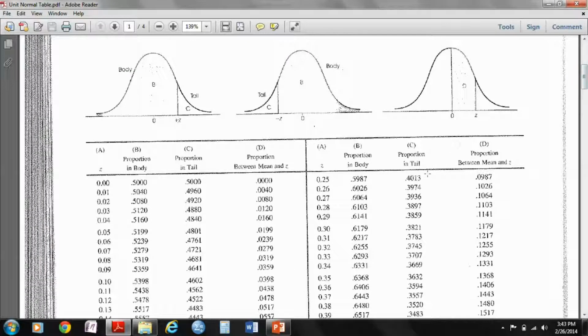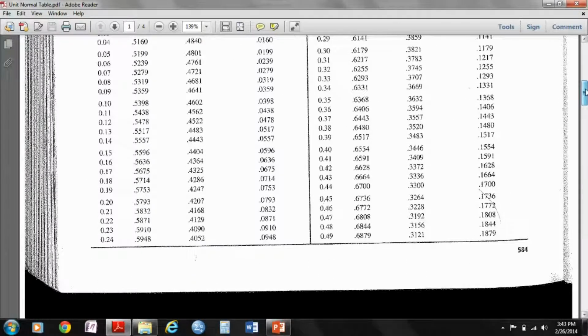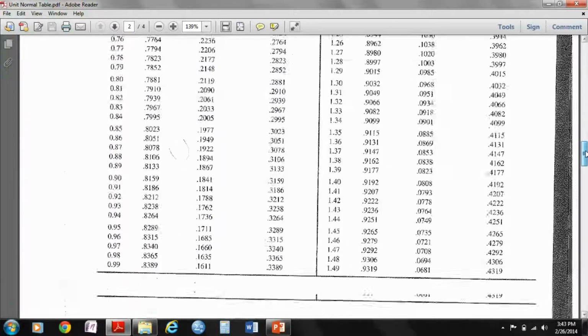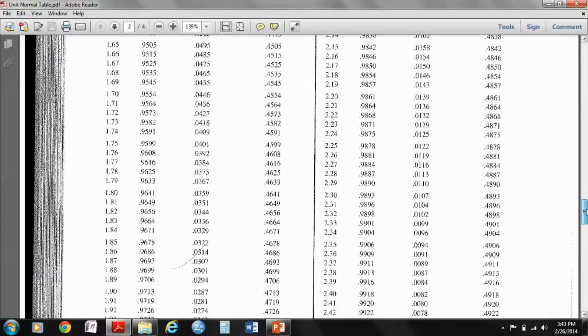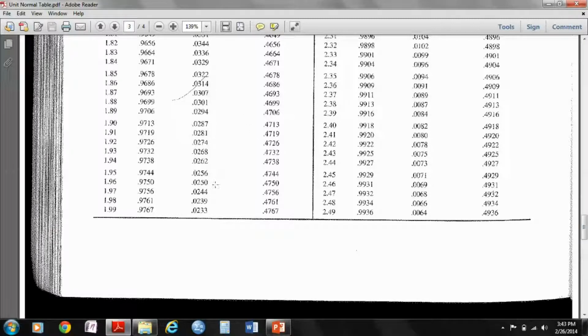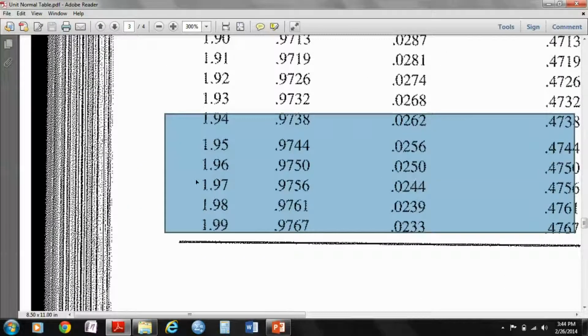So what we need to do is look in the tail for half of 0.05, which is 0.025. And so if we go down, here we go. And so this is in the tail. Here's 0.025, with a z of 1.96. And so this is the z-score that separates the top 2.5% from the remaining scores. Let me zoom in there for you so you get a better look at that.